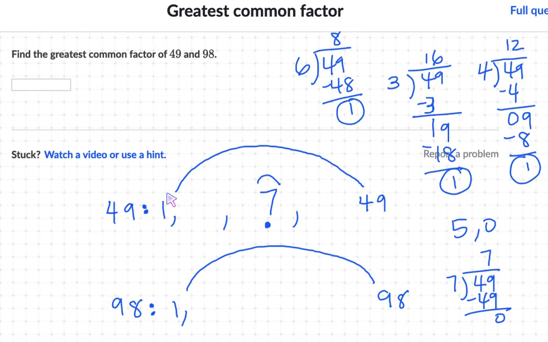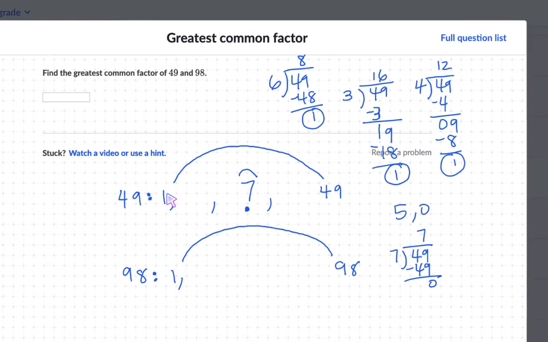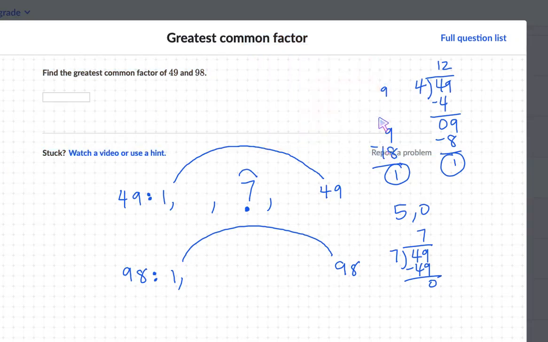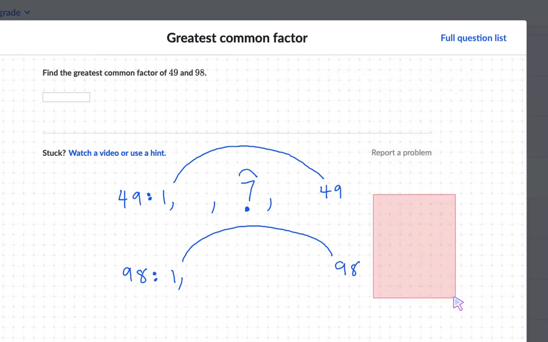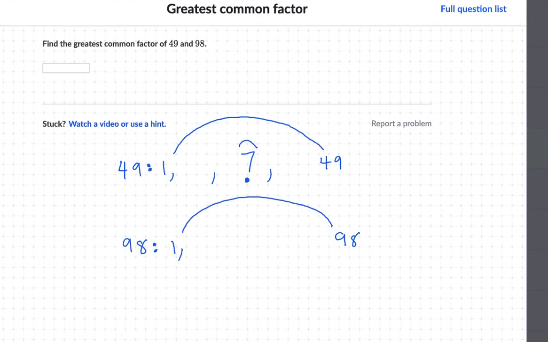I'm going to go ahead and erase this stuff so that I have some more room. Oops. Erasing that stuff. Okay. So now let's go with 98.